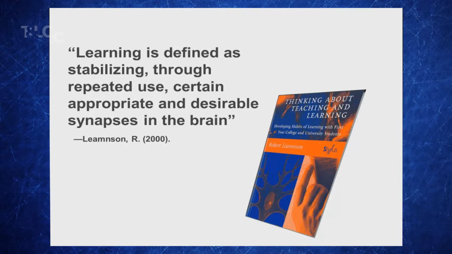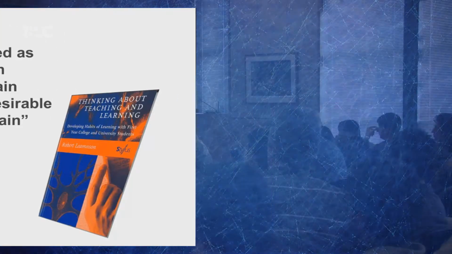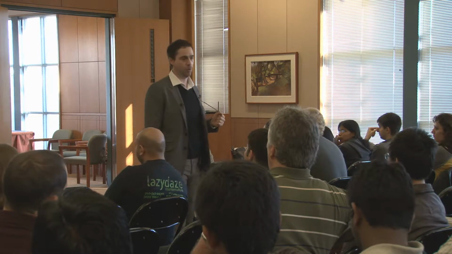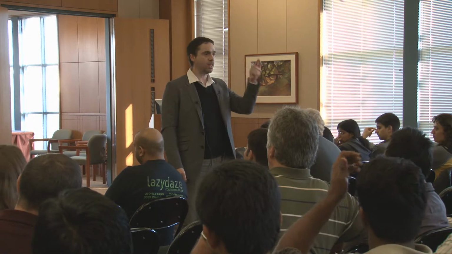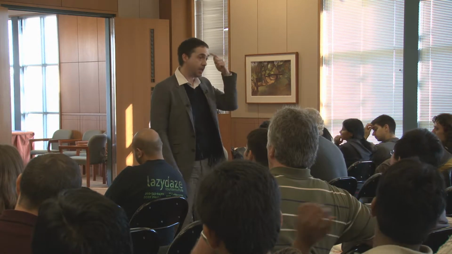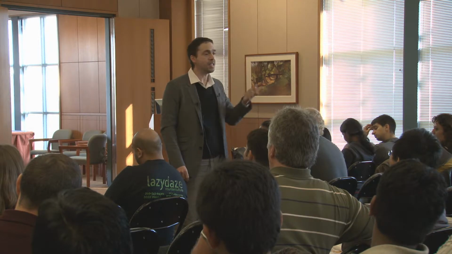Now, this is a biological definition of learning. Learning is defined as stabilizing, through repeated use, certain appropriate and desirable synapses in the brain. So when you are learning something, in your brain, something is happening, right? Neurons are connecting. Some connections are being created. If I tell you the demand curve, which is an economic term, is downward sloping, that connection that knows that fact, that knows that reality, in my brain, that's being made. I have already made that connection in my brain.